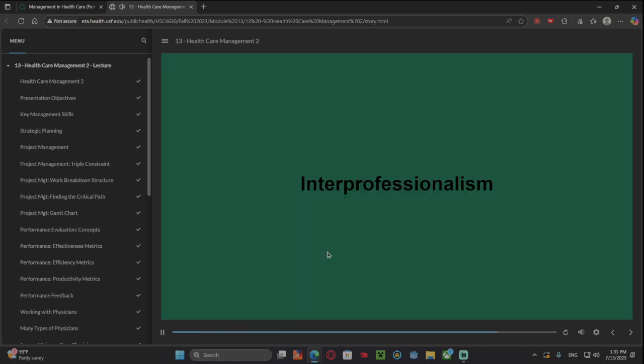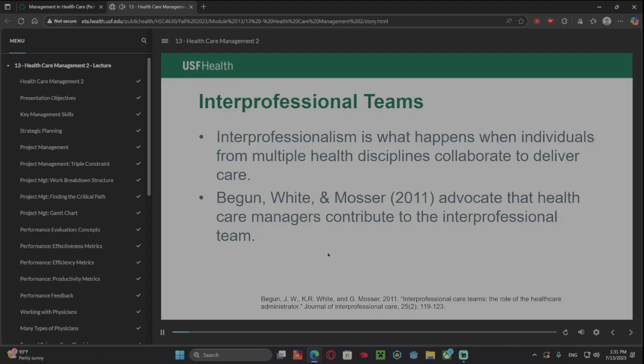Interprofessionalism. Interprofessional teams. Interprofessionalism is what happens when individuals from multiple health disciplines collaborate to deliver care. Begun, White, and Mosser advocate that healthcare managers actually contribute to the interprofessional team in meaningful ways. However, not everyone sees it that way.